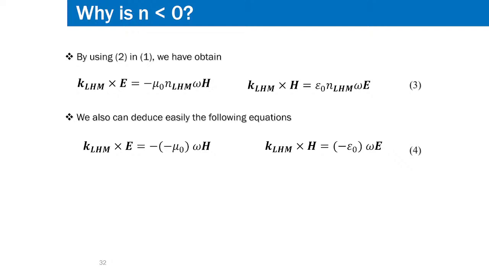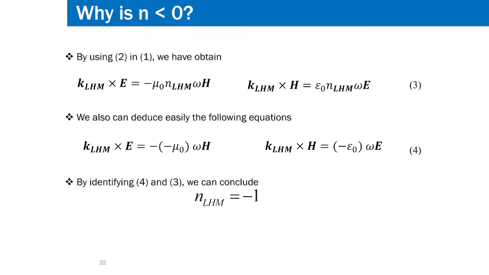Similarly, for H, we will get K_LHM cross H is equal to minus epsilon 0 into omega E. So this is the third equation, and this is the fourth equation. Now what we will do is identify what is N_LHM by comparing the third equation with the fourth equation. Left hand side is the same in both equation 3 and equation 4.